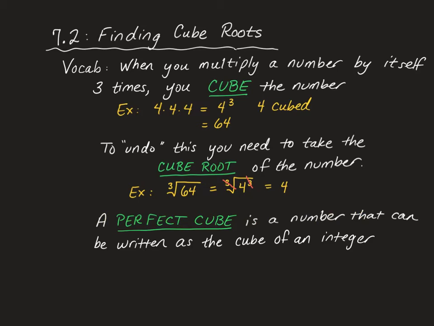And lastly, a perfect cube is a number that can be written as the cube of an integer. For example, the cube root of 8 is 2, because 2 times 2 times 2 equals 8. And the cube root of 27 is 3, because 3 times 3 times 3 equals 27.